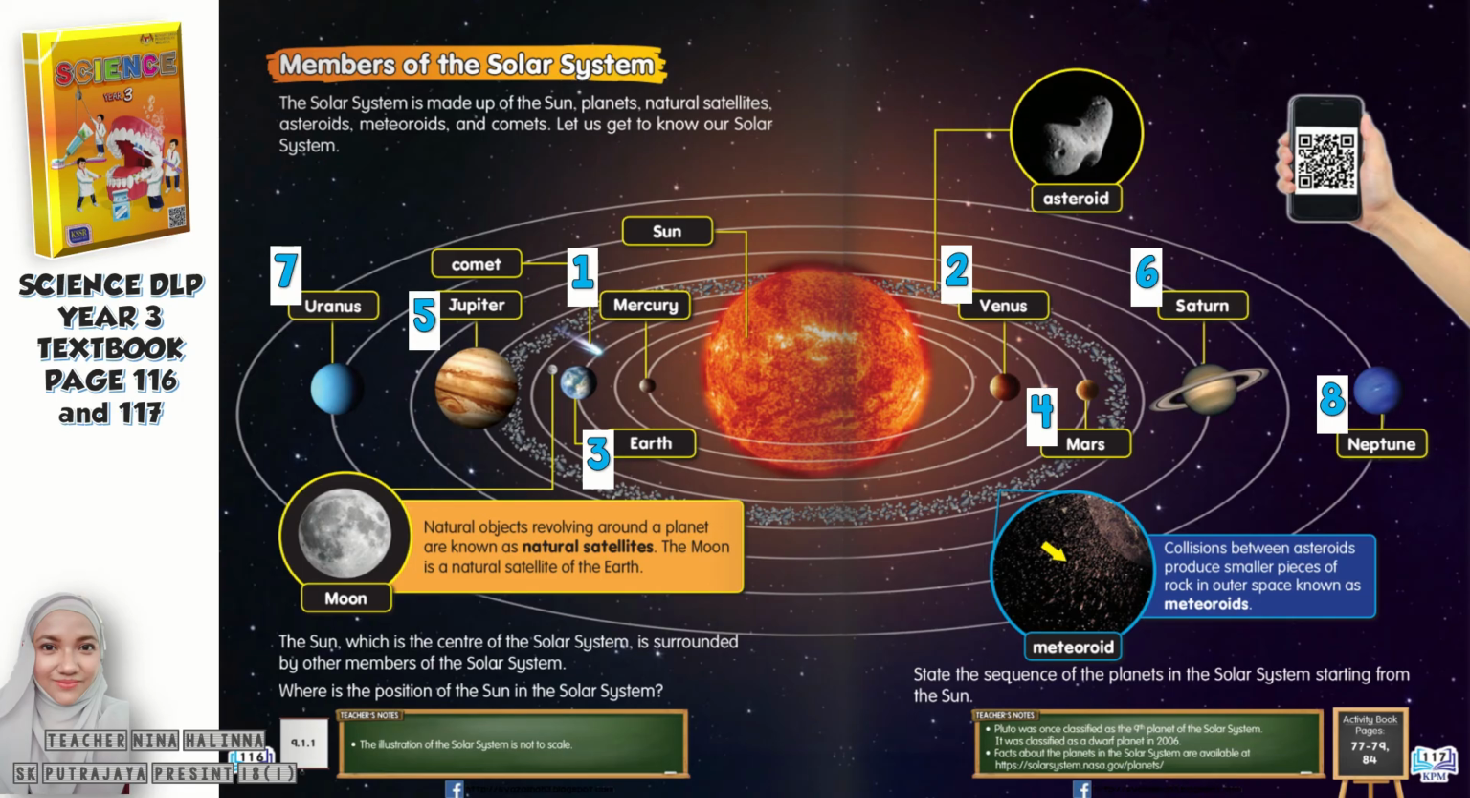And another thing I want you to know is that the sun is actually a star. Yes, the sun is actually a star. What is the definition of a star? A star is an object in space that gives out light and also heat. So planets and natural satellites and asteroids and meteoroids and comets, they don't give out light, but stars do. So the sun is actually the nearest star to us.